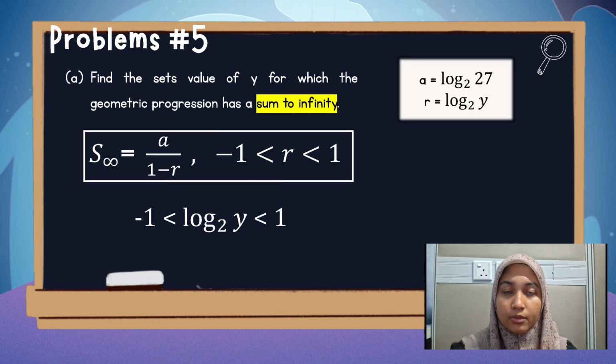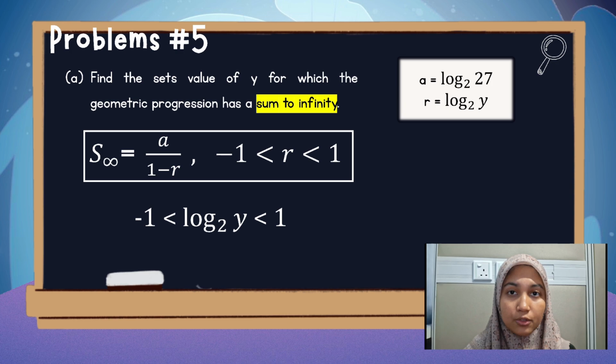So we're moving on to question A. Find the value of y for which the geometric progression has a sum to infinity. So if we refer to the formula of sum to infinity equals A over 1 minus R, the sum to infinity will only exist if the common ratio, which is R, lies between negative 1 and 1. So we will get the inequality negative 1 is less than R, less than 1.